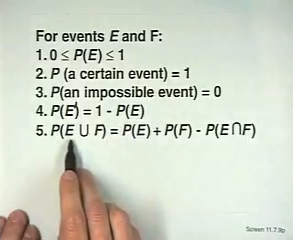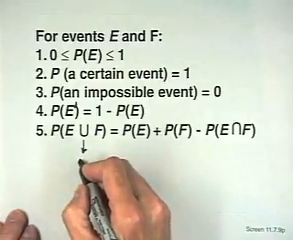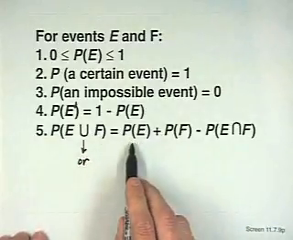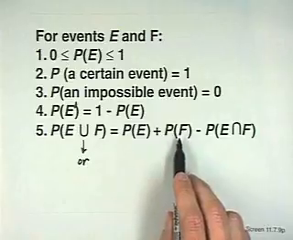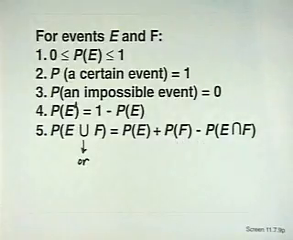The probability of E complement is 1 minus the probability of E occurring. And the probability of the union of two events, remember that this can be considered the word or, is the probability of E plus the probability of F minus the probability of the intersection.